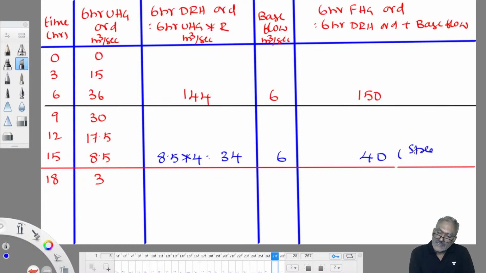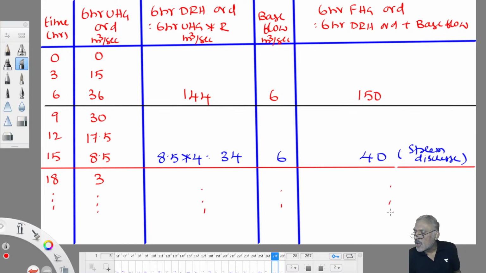This is the stream discharge at the 15th hour time interval. The stream is carrying flood. Clear now, Deepak? The remaining is not required for us. This is incomplete because other ordinates are not given. Because it is a unit hydrograph, it should start with 0 and end with 0. Remaining ordinates are not required for us. I hope it is clear to you now. Come on, type your comments there.